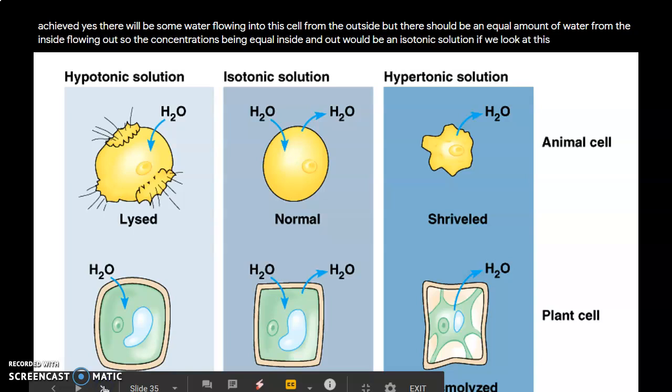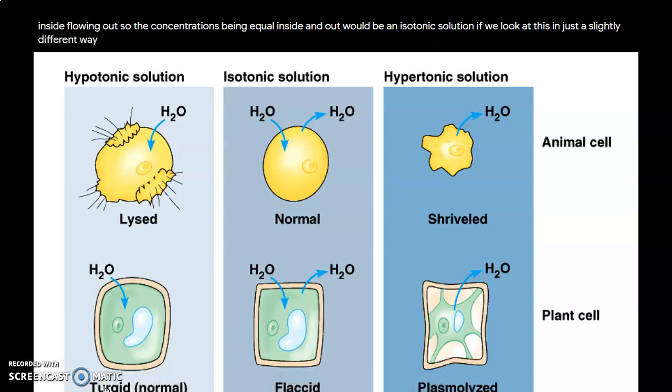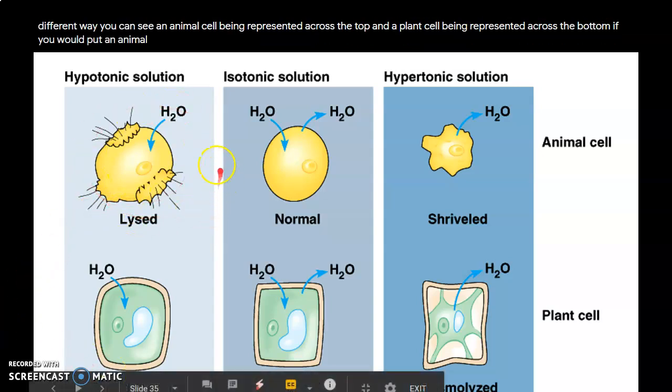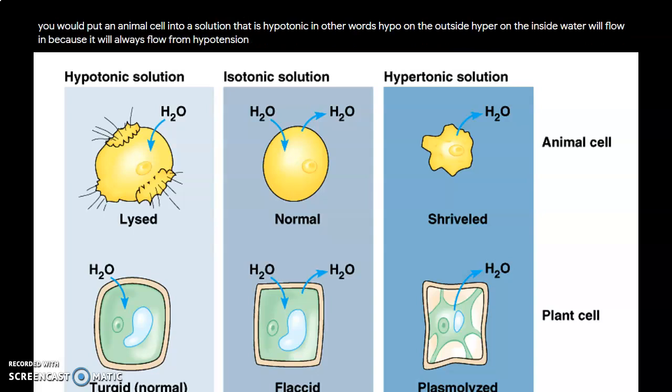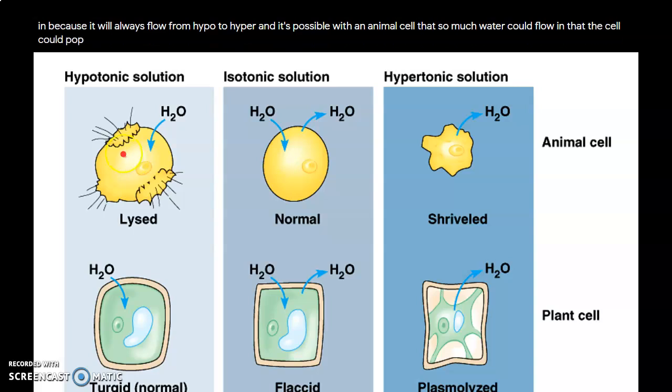If we look at this in just a slightly different way, you can see an animal cell being represented across the top and a plant cell being represented across the bottom. If you would put an animal cell into a solution that is hypotonic, in other words, hypo on the outside, hyper on the inside, water will flow in, because it will always flow from hypo to hyper. And it's possible with an animal cell that so much water could flow in that the cell could pop. And the term for that is that it could lyse.